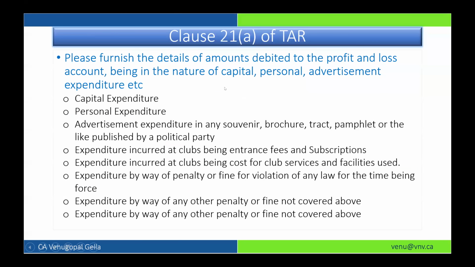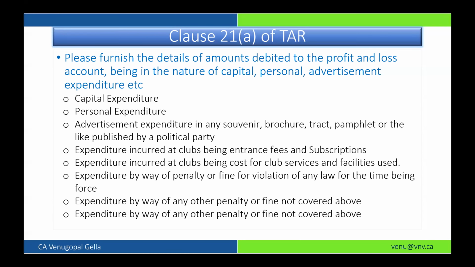It will also be helpful for clause 21A of the tax audit report. As you can see in this tax audit clause 21A, we have to disclose our capital, personal expenditures, and advertisement expenditure. So as I discussed in GSTR 2A, all GSTNs are represented.